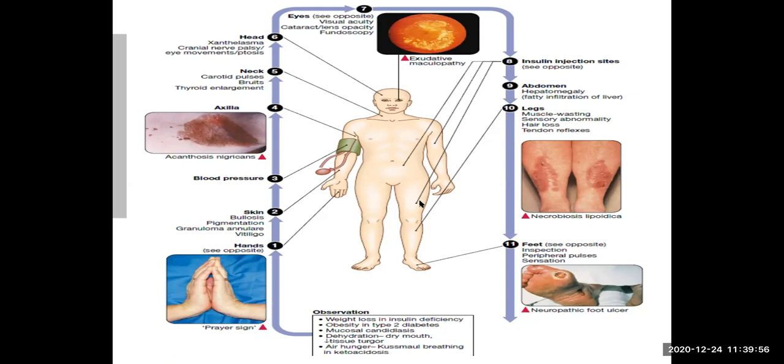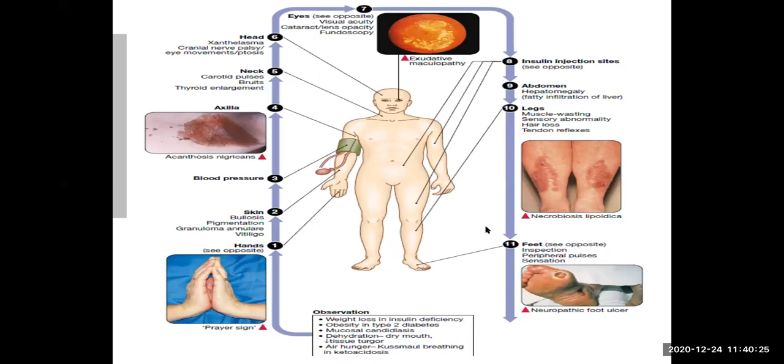Insulin is an anabolic hormone. So when we inject insulin at the same site, there will be hypertrophy of the fat. This is known as lipohypertrophy. This is a very interesting situation. That's why to avoid this, we ask the patient to rotate the site. Do not always inject insulin in one area.